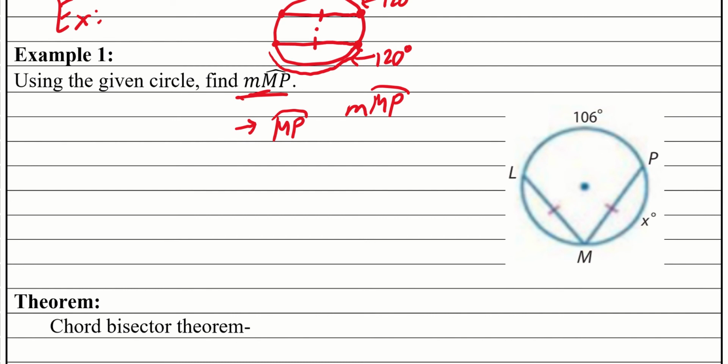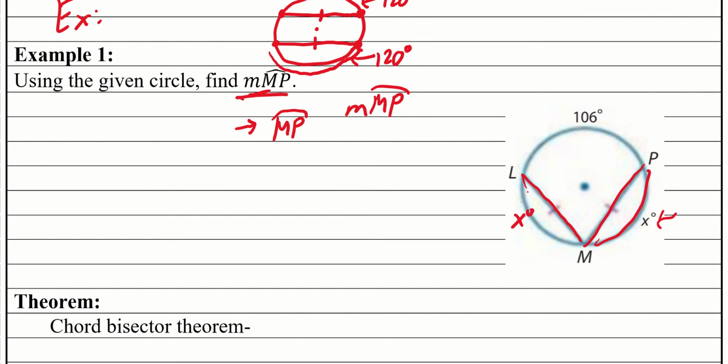So let's use this now. We just talked about this theorem. We said if we have two congruent chords, which we do, they are marked for us, then the arcs across from them or outside of them are going to be congruent as well. So for instance, if this is x here, then I know the measure of arc LM is also going to be x, and we can put degrees as well.